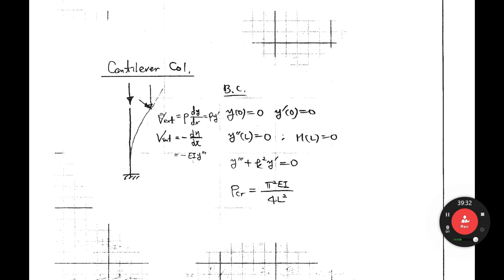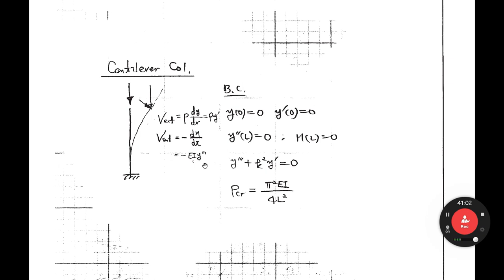How about the shear force, the V external, external shear force? Let's look at the shear force perpendicular to the member axis. Due to this P, you consider this component, that is the perpendicular loading to the member axis. So V external, the external load, equals P dy/dx. That is this perpendicular component, okay? So dy/dx equals P y'. And then how about V internal? Internal shear equals minus dM/dx. If you take the derivative of the moment, that is the internal shear force. So minus EI y'''.